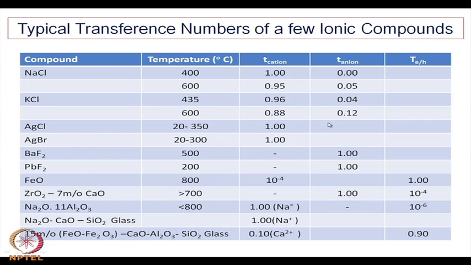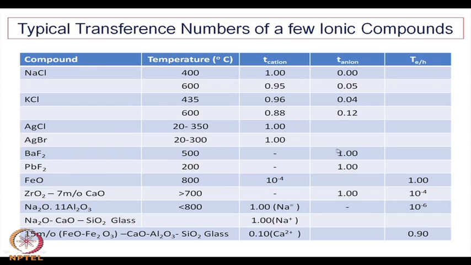Silver chloride, there is no anionic conductivity, fully cationic conductor from 20 to almost 350 degrees. Silver bromide, same thing, again a cationic conductor, 100% cationic conductor. Barium fluoride or lead fluoride, these are the fluorides which have no cationic conductivity, but fluorine ion conductivity. Okay.